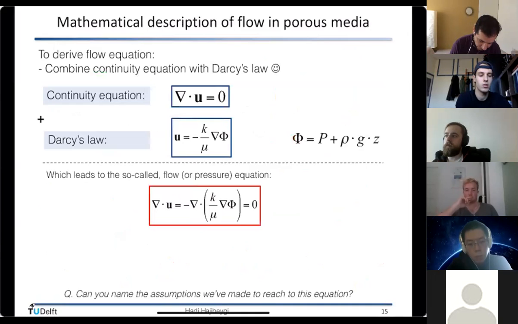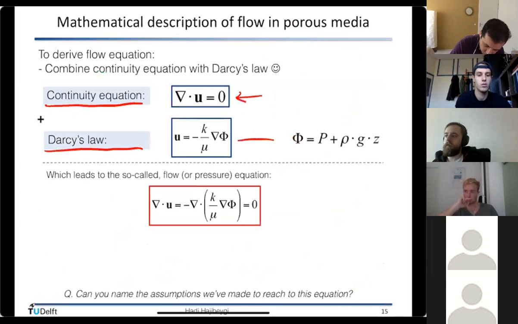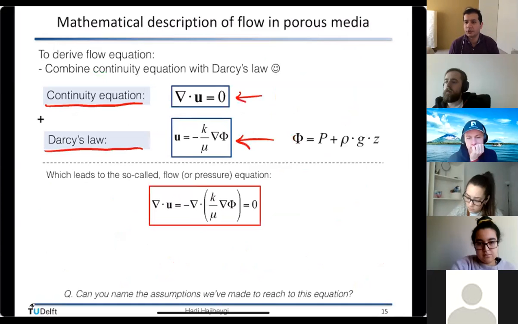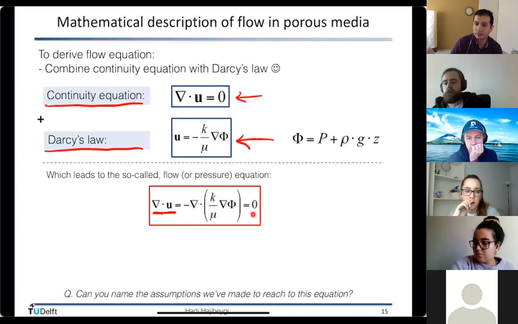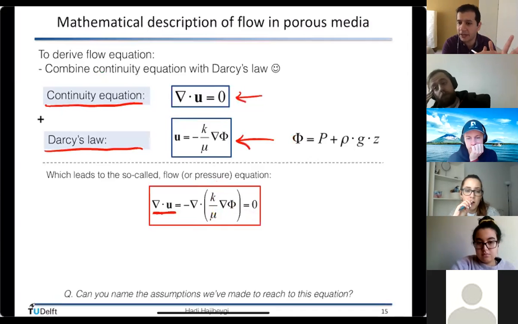Anyhow, I have written it already in here a bit neatly. Continuity equation gives us divergence u is 0. Darcy's law gives us the relationship between u and potential gradients. If we combine the two, divergence u can be written as divergence of minus k over viscosity, grad potential is 0. Again, in the absence of source term. What are the assumptions we have made so far to reach this point?